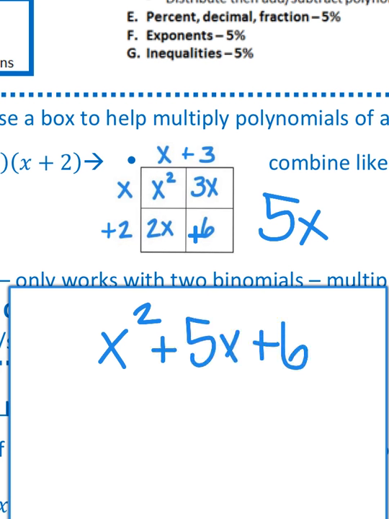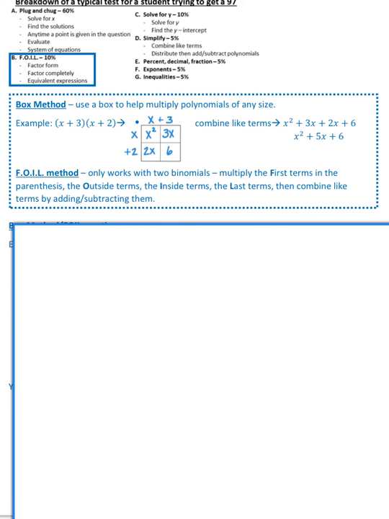All right, let's look at the other method. FOIL method works when you only have two binomials, like I was saying before. And that's when you multiply the first two terms together. So x is the first term in this parenthesis, and this x is the first term in the second parenthesis. You multiply those, and that would give you x squared.